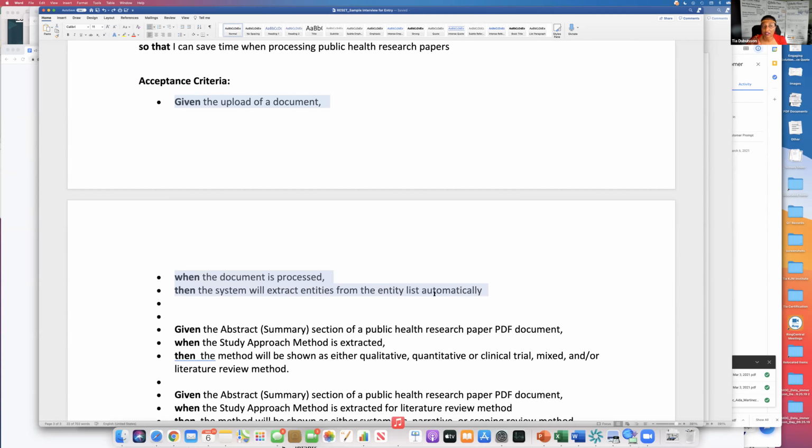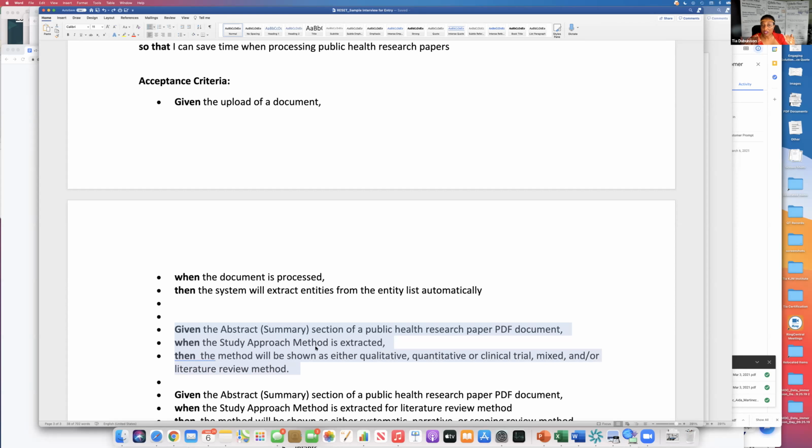That's the first thing. Then you can drill down into the different ones. Given the abstract section of a public health research paper, when the study approach, which is one of the entities from above, is extracted, then the method will be shown as either qualitative, quantitative, clinical trial, mixed, and/or literature review method. So there are different types of study approach methods that this particular customer is interested in.